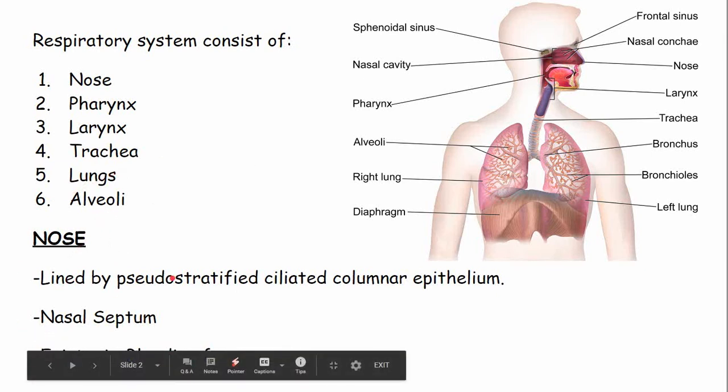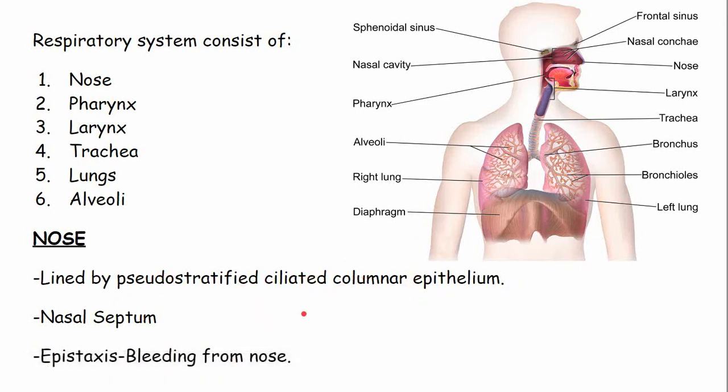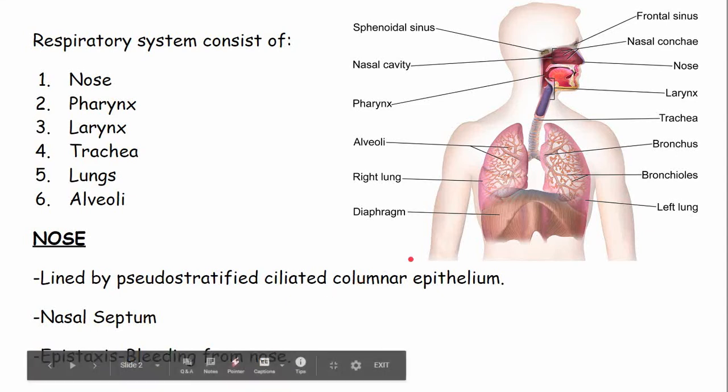The nose is lined by pseudo-stratified ciliated columnar epithelium. Nasal chambers are divided by the nasal septum, which is made of hyaline cartilage. Here we see the word epistaxis, which is very important. Epistaxis means bleeding from the nose. The area where epistaxis occurs is also known as Little's area or Kiesselbach's area. Focus on this word.